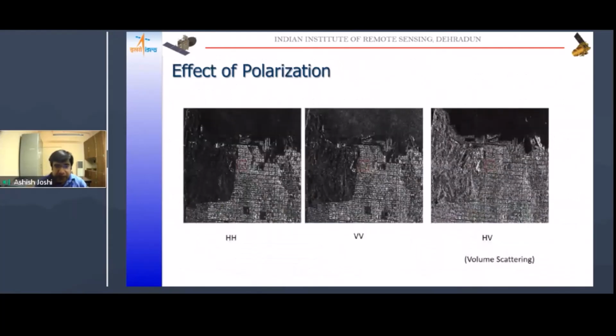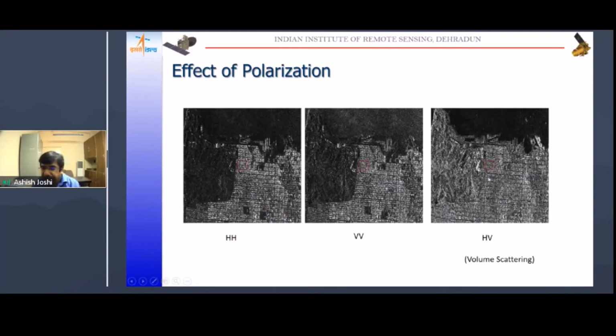Understand? So these are three figures you can see. In the HH polarization you can see this brighter object, showing the brighter objects, this one. In the VV polarization, because of the ripples, these vertical features are enhanced, so you can see some brighter returns. But in the HV, due to the volume scattering, and because the vegetation depolarizes the signal, it has very much brighter returns.